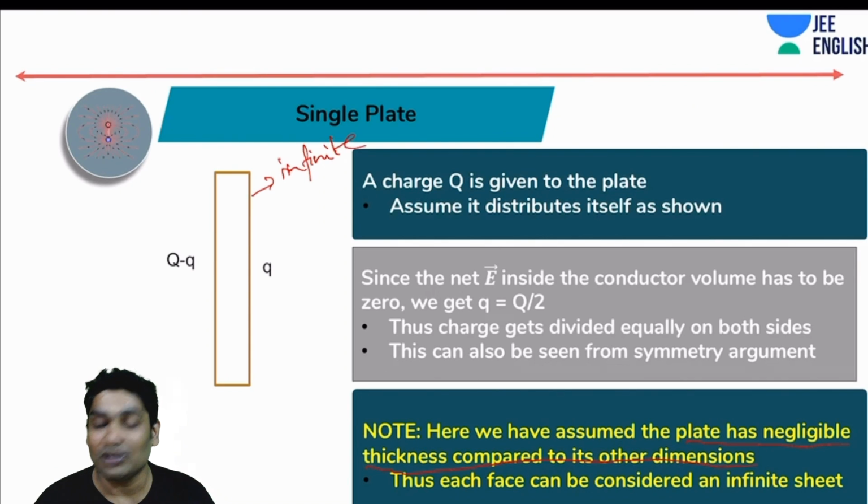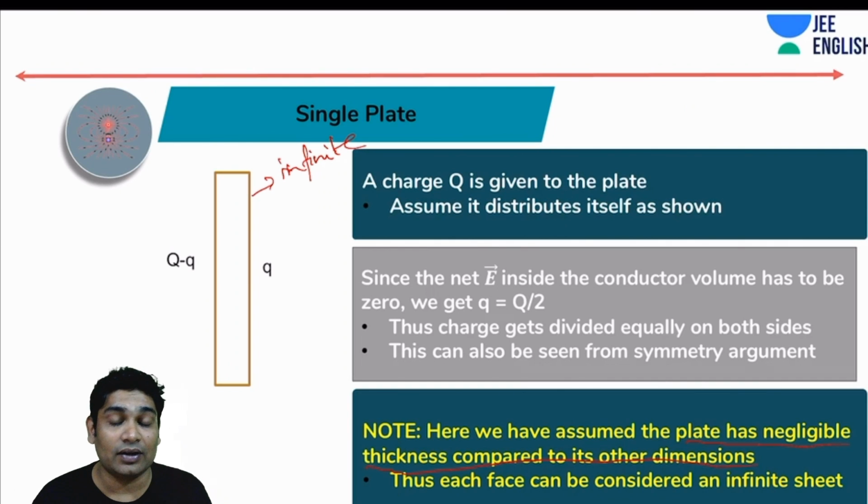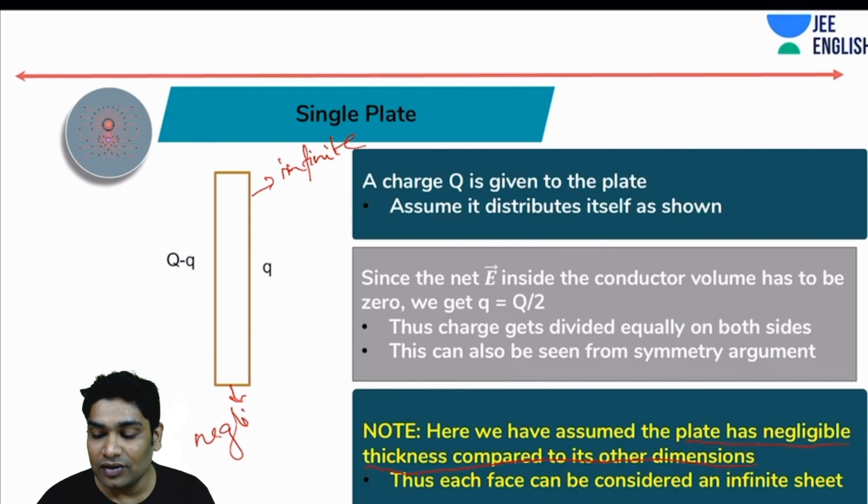I can consider these sheets as infinite. That's the assumption, that the dimensions of these sheets on either side are so huge that they can be assumed to be infinite for all calculation purposes. And because this thickness is negligible, no charges will appear here. That is why I'm not considering charge accumulation on these two. So the charges are coming on the side surfaces of the sheet.